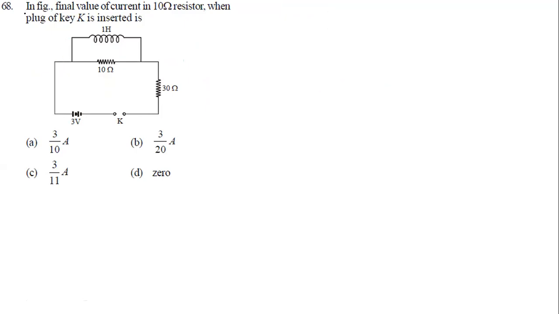Look at it now. In the figure, find the final value of current in the 10 ohm resistor when the plug key is inserted. When we insert the plug key, how much current is there? We need to find out how much current is flowing through this 10 ohm resistor. Look at it now. Current will always choose what type of path? The path with least resistance or zero resistance, right? Now, as the battery is going to supply current, current will come here. It will start waiting now: should I go here or here?